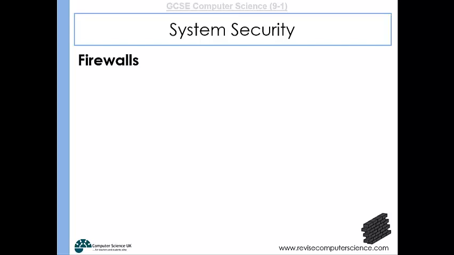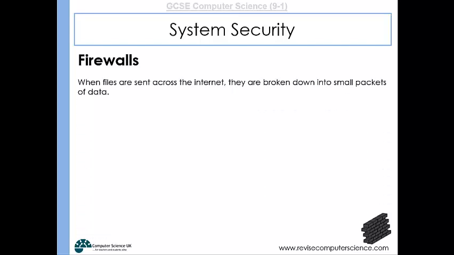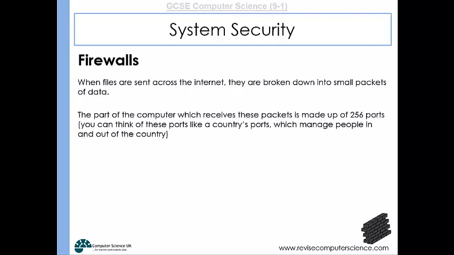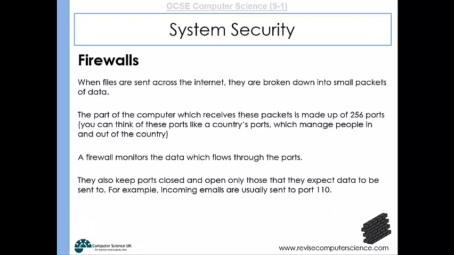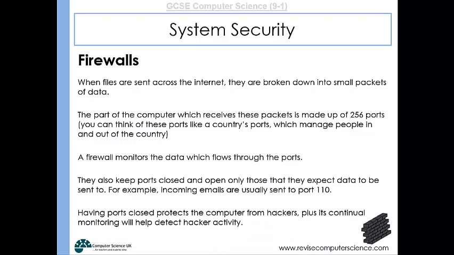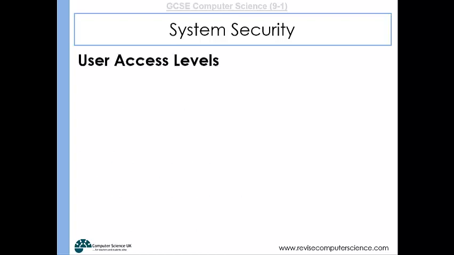Firewalls are vital in system security. Now, a firewall, basically, as we've heard before, data when it's sent across the internet is broken down into small packets. And the part of the computer that actually receives these packets is made up of 256 ports. Now a firewall will monitor the data through these ports, and it will keep certain ports closed so that it only allows data that is coming to expected ports. So for example, incoming emails are usually sent to port 110. So having ports closed protects the computer from hackers, and its continual monitoring will just make sure that any hacker activity can be detected quickly.